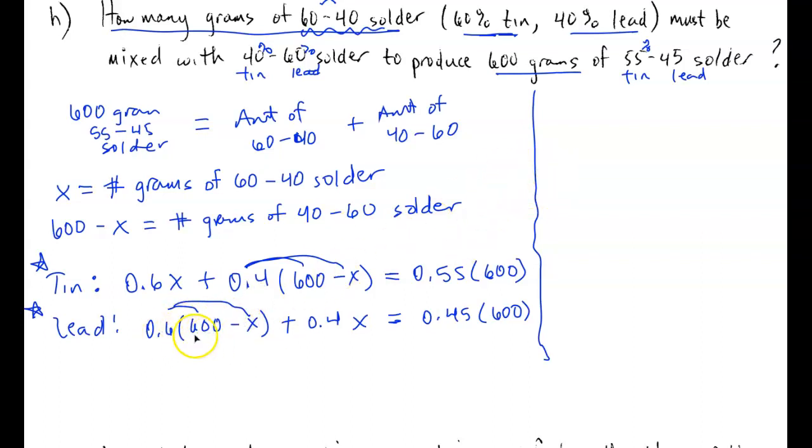So now, using the lead equation, we will go ahead and distribute 0.6 to both terms here. And in doing that, we know that 60% is actually 50% plus 10%, and 50% of 600 is 300, plus another 10% of 600 is 60. So that would be 360 here, minus 0.06x plus 0.4x, and this would equal 45% of 600.